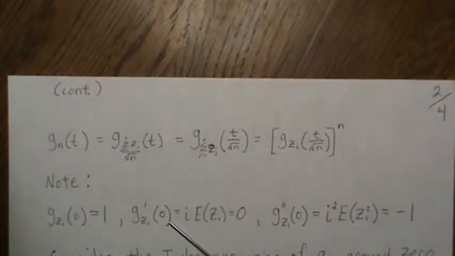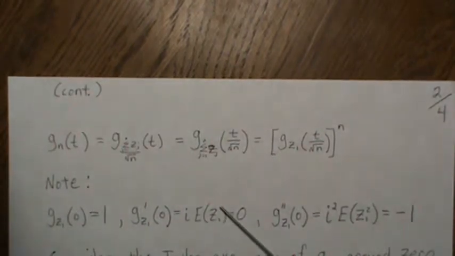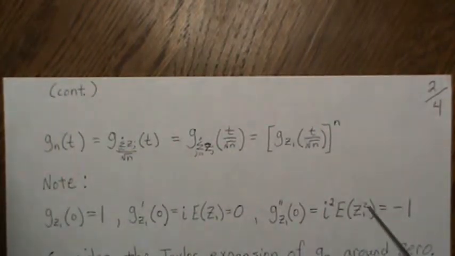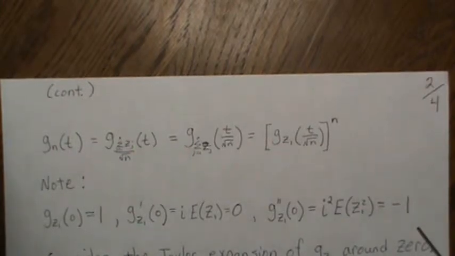Take the first derivative, then by properties of characteristic functions, we get i times the mean, which we said was 0, and take the second derivative, we get i squared times the second moment, which, since this is -1 and this is 1, the answer is -1.